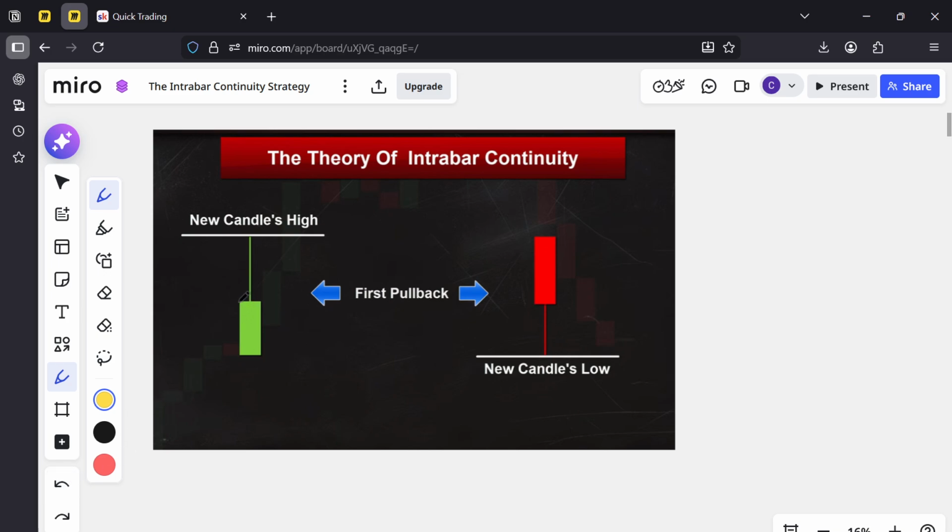Now, because it created that first pullback, it leaves a wick behind, okay? Now that creates the new candlestick high over there. The complete opposite is true for a sell, where it would have opened and moved down like that. This candlestick would have moved down, but then it would have moved back up like that, leaving this trail or this wick over here, and consequently and subsequently the new candle low.